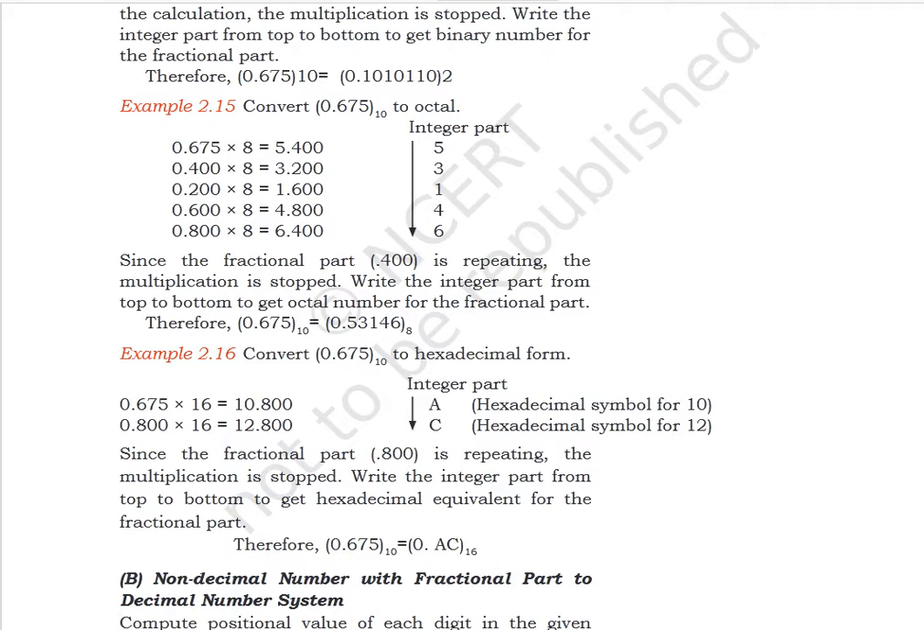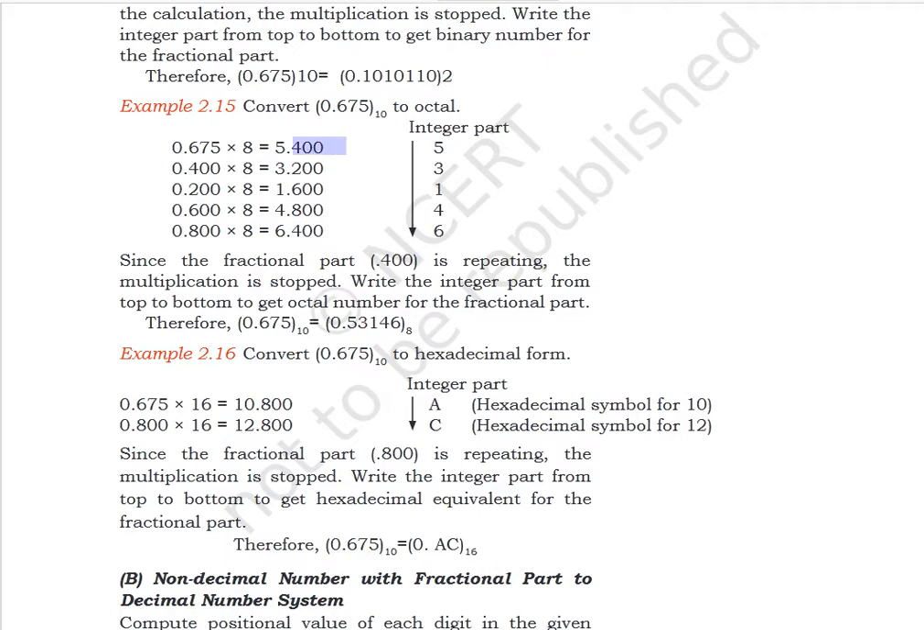Look at the example. First part 5.400 and then 3.200, and here the integer part is collected on this side. Integer part: first number 5, then 3, then 1, then 4, and then 6. Why do we stop multiplying? Because again in this example we get the fractional part as 4.400, the same as the first fractional part, right? So we have to stop here.